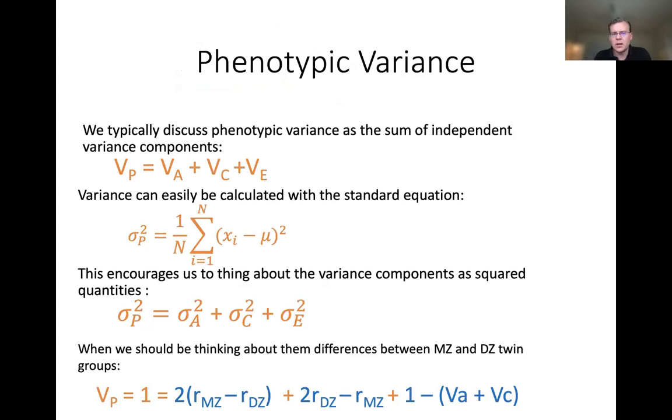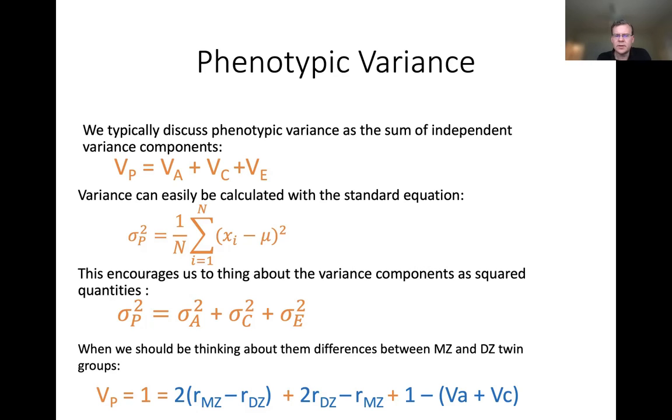So let's start. When we think about twin modeling, what we're thinking about is understanding the decomposition of phenotypic variance into genetic and environmental components. So we typically discuss phenotypic variance as a sum of independent variance components, VA, VC, and VE. And we know from a litany of statistics classes that you've probably been forced to take over the years that we can easily calculate variance with the standard equation, which is basically the observed value for individual i minus the mean, squared, summed, and divided by the number of observations.